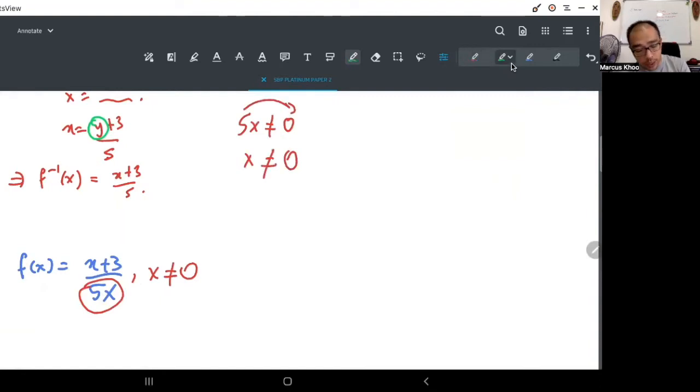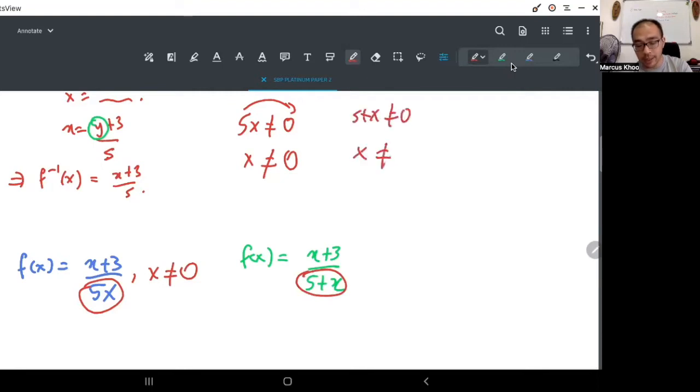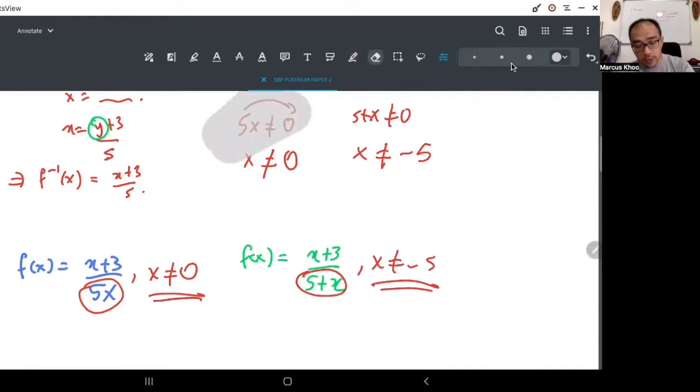In the same way, let's say this is f(x) equals x plus 3 over 5 plus x. You write on the side that the denominator cannot equal zero. So 5 plus x cannot be 0, and x cannot equal negative 5. Then you write that down here. Just remember that if there is a function with a denominator that has an x, you need to write the values that x cannot be, so that your answer is complete. Don't forget that.